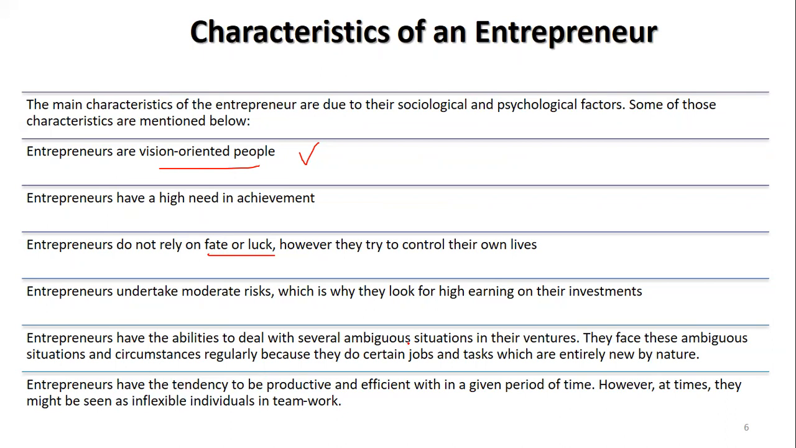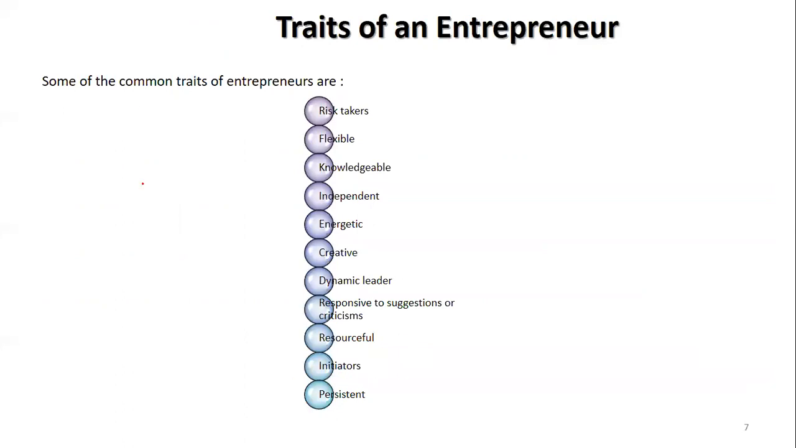Entrepreneurs have the tendency to be productive and efficient within a given period of time. However, at times they can be seen as inflexible individuals in teamwork also. So yes, the basic characteristic of an entrepreneur is to be productive and efficient. If we talk about the traits, or the challenges, you can say they have to be risk takers, they have to be flexible. Obviously, they have to be knowledgeable, self dependent, or you can say independent, energetic, yes, creative.